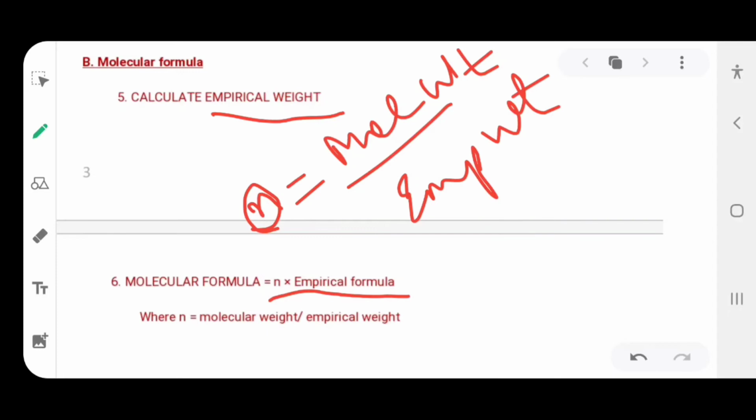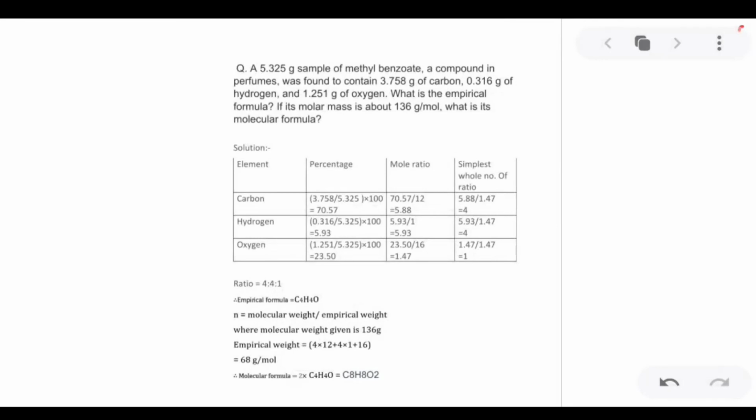Let us understand this whole process by taking an example. A 5.325 gram sample of methyl benzoate, a compound in perfume, was found to contain 3.758 gram of carbon, 0.316 gram of hydrogen, and 1.251 gram of oxygen. What is the empirical formula if its molar mass is about 136 gram per mole? What is its molecular formula?